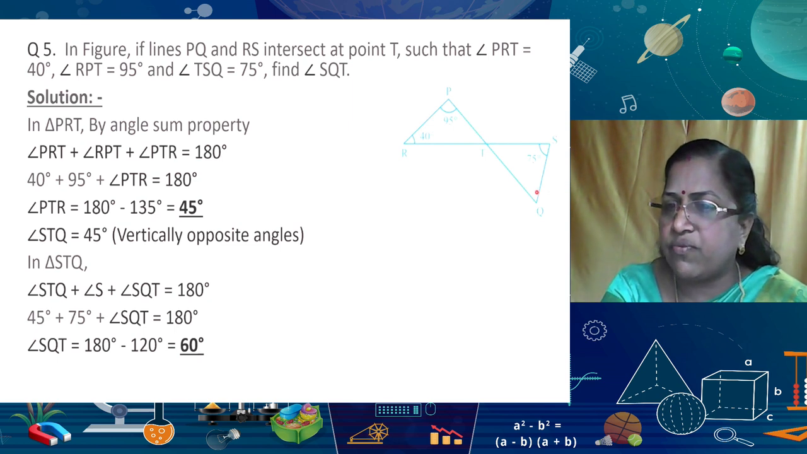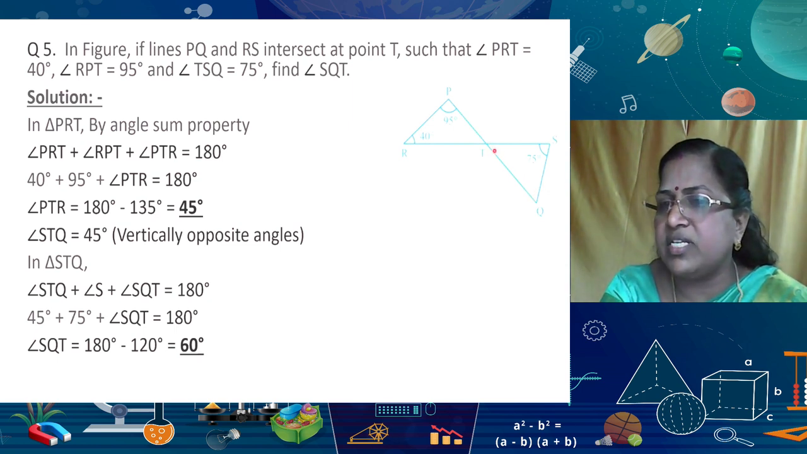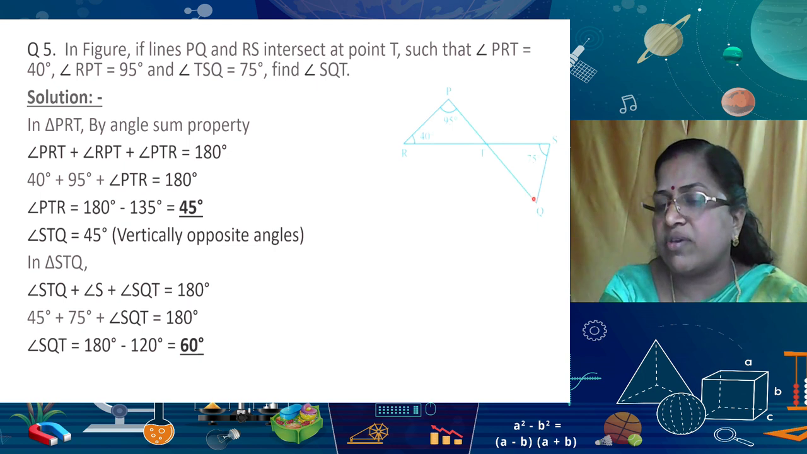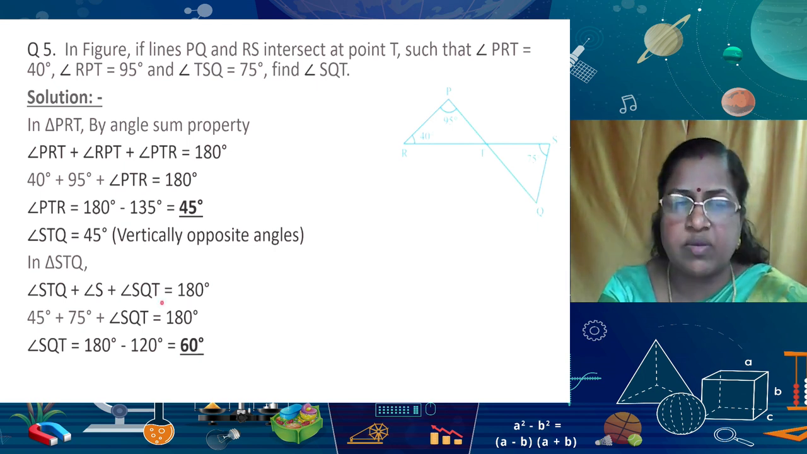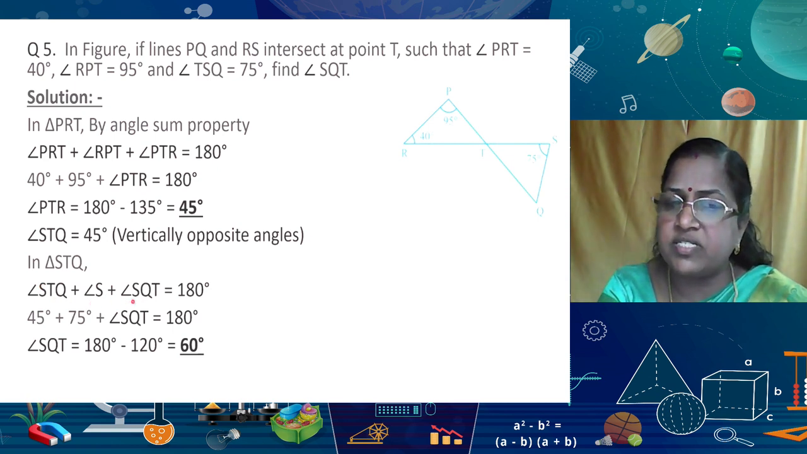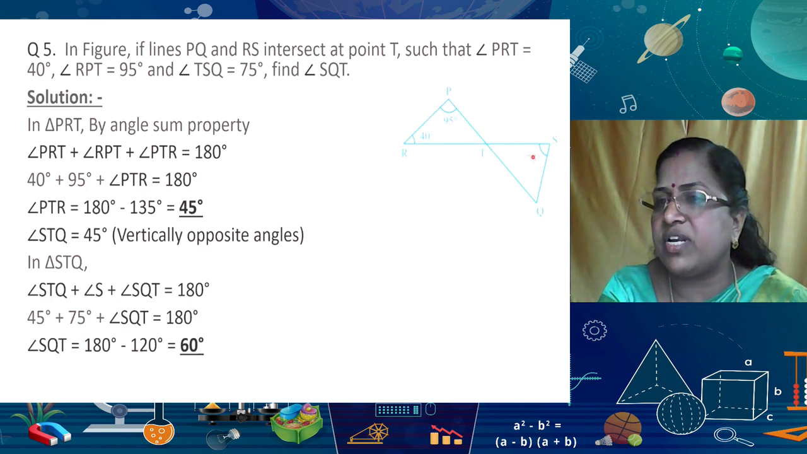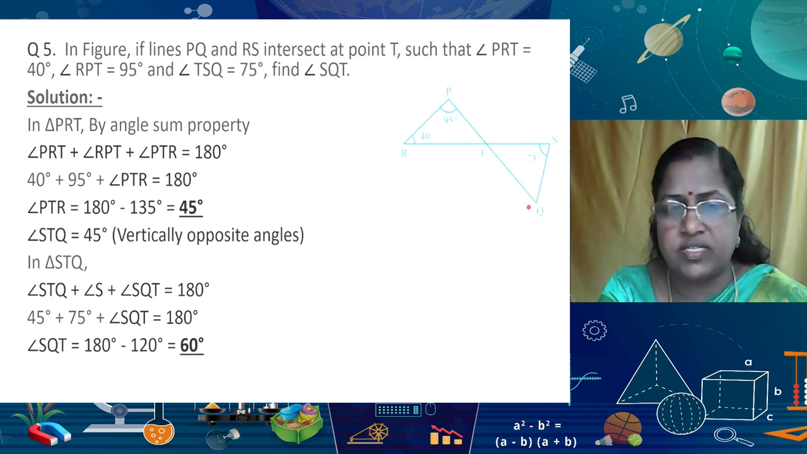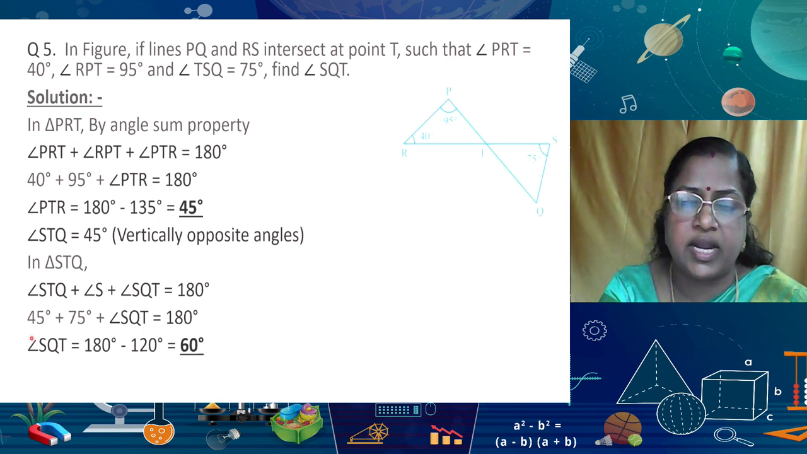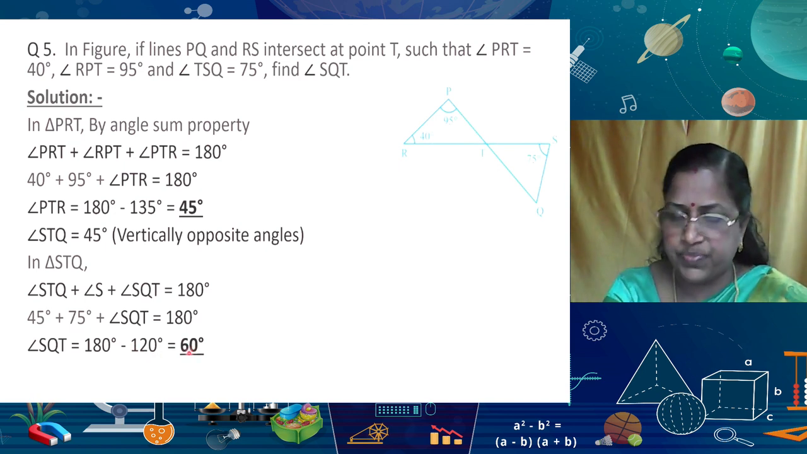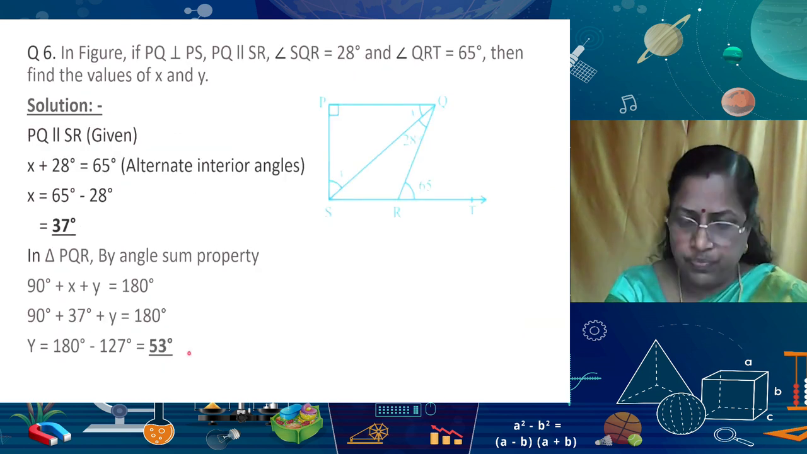Now we have to find this angle. In this triangle, these two angles are already given. So how can we find this angle? By angle sum property. In this triangle, angle SQP plus angle S plus angle SQT equal to 180. So we can have 45 plus 75 plus SQT equal to 180. So angle SQT equal to 180 minus (45 plus 75), that is 120. So 180 minus 120 is 60.